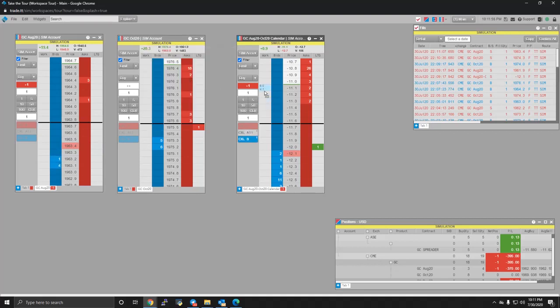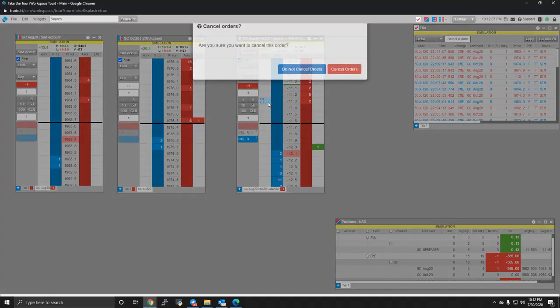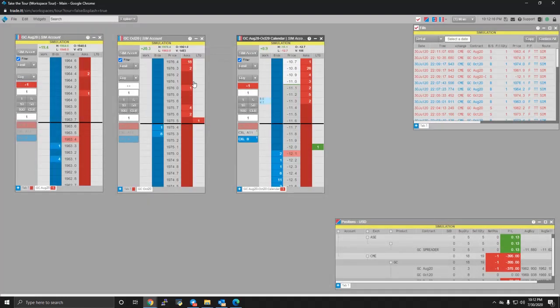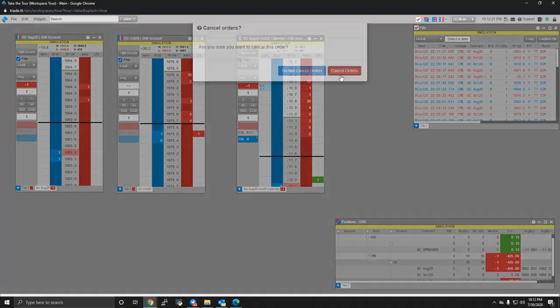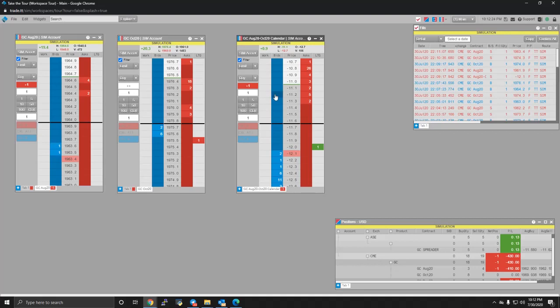See if this executes. Sometimes it just takes a minute in simulation. It's very odd that it's not executing. Typically, we don't see an issue like this as we test strategies. There, okay, there it goes. So for whatever reason, the simulator's data is just delayed.